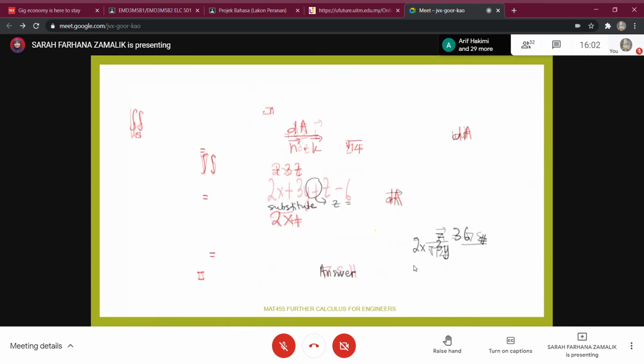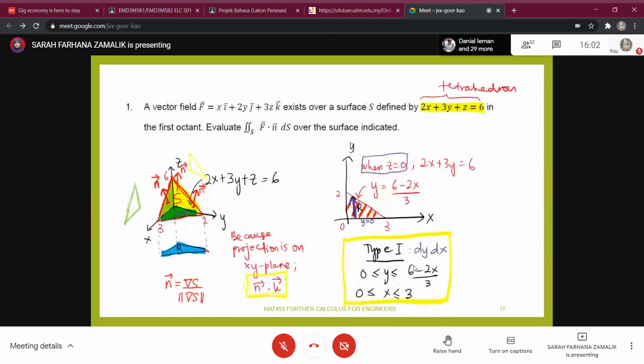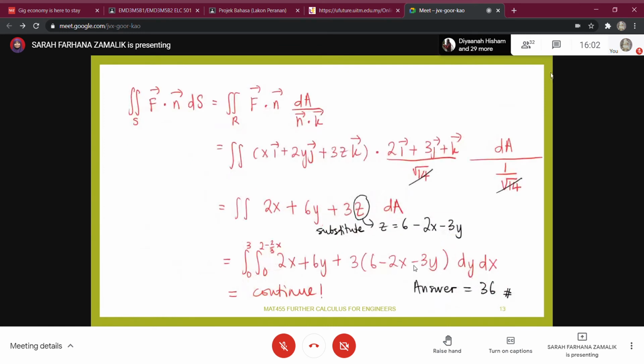It comes from the tetrahedron equation tadi, okay? Refer balik. Let z as subject sebab awak nak substitute z. So z equals to 6 minus 2x minus 3y. So that's why bila nak evaluate dalam double integral, you must substitute your z here with 6 minus 2x minus 3y. So that lepas tu barulah boleh evaluate with respect to y and x. Dia mesti in terms of x and y, because you want to evaluate dy dx here. Okay, so mesti substitute. So substitute your z tetrahedron, let z as subject. So barulah boleh integrate lepas tu, okay.